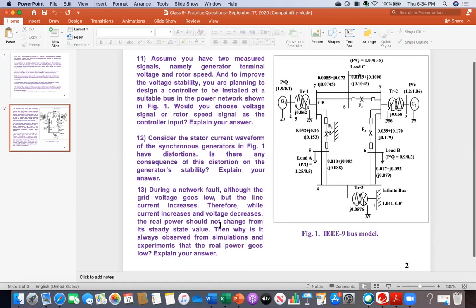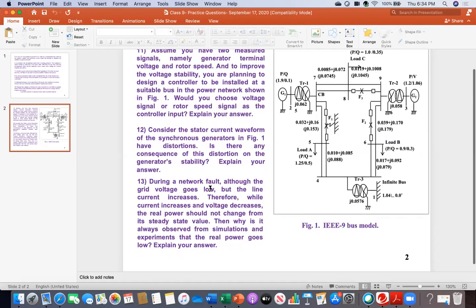Okay, so the last question for today. During a network fault, the grid voltage goes low. You all know the common practice: when there is any fault or short circuit, the voltage will go low. But what is the meaning of a short circuit, of a fault? Your current will go high, right? The line current increases. Therefore, while current increases and voltage decreases, one factor decreases and the other increases. So it is the expectation that real power should not change from its steady state value. Then why is it always observed from simulations and experiments that the real power goes low?